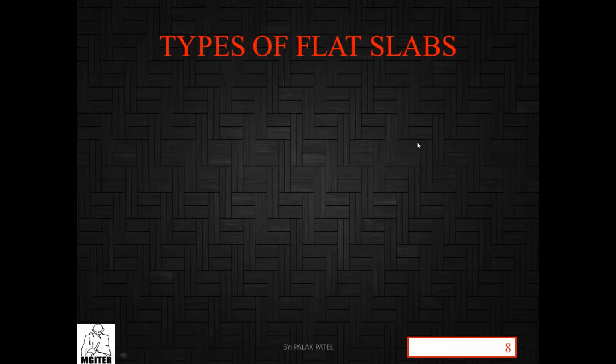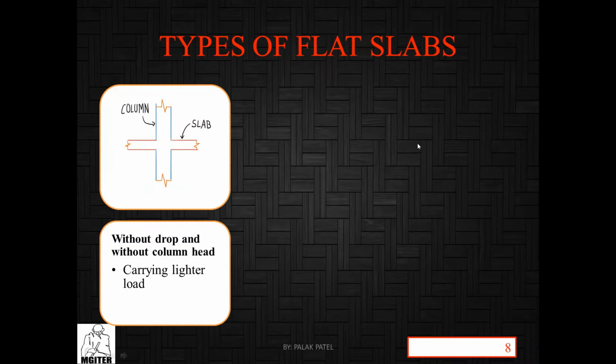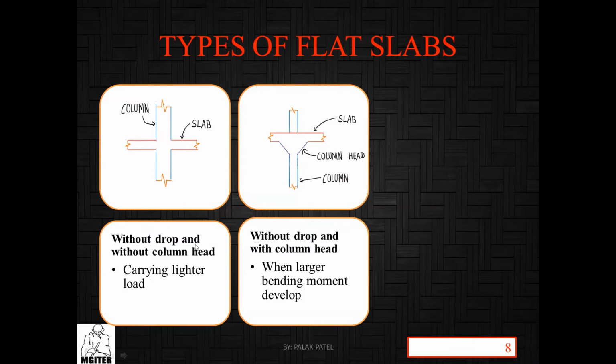Now we have three types of flat slab. First is without drop and without column head. This is required for carrying lighter load. And second is with column head but without drop.